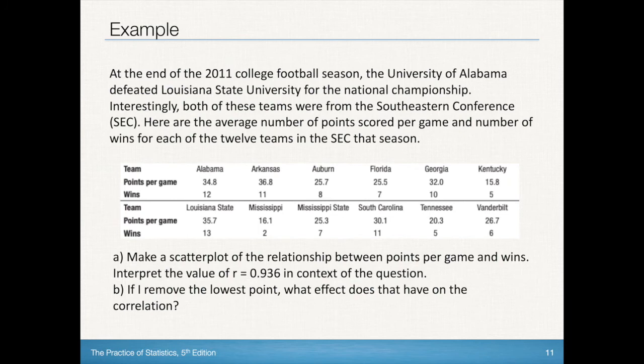And we have here a table of the 2011 college football season with a bunch of teams that scored some points per game, and that resulted in some certain wins. And we'll go ahead and make a scatter plot of the relationship between the points per game and wins. We'll interpret the correlation value of 0.936 in context of the problem, and then determine what happens if we remove one of the lowest points on the scatter plot.